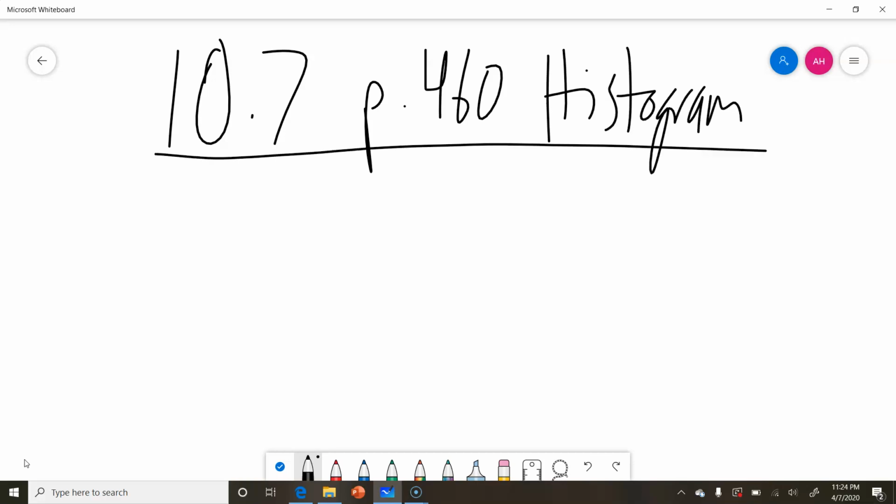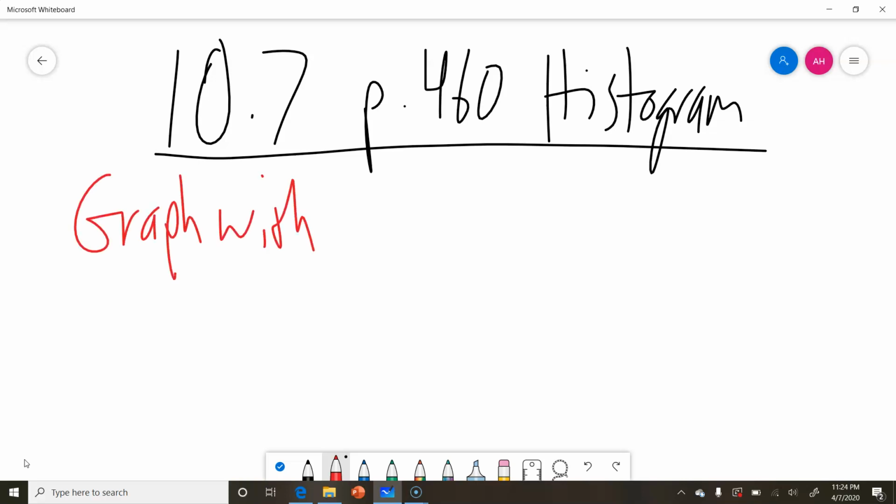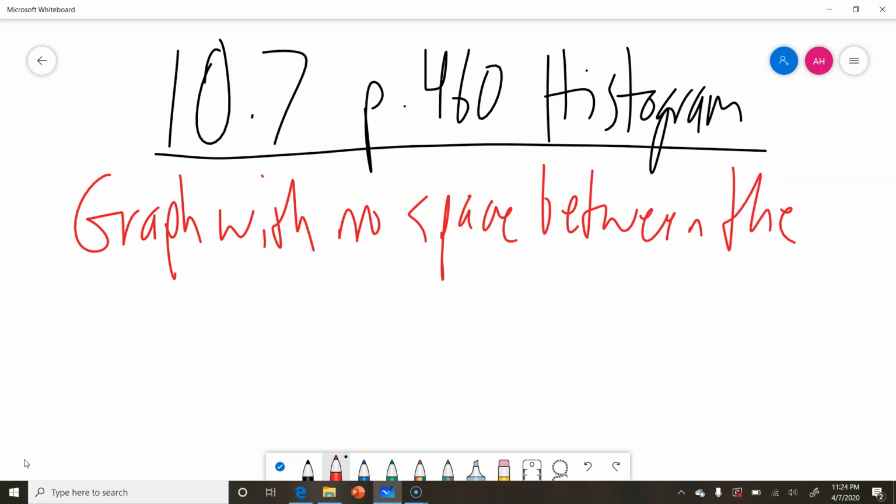Histogram. Now, a histogram is very similar to what we've been doing with the graphs, but it is simply this. It is a graph with no space between the bars. Okay, it is a graph with no space between the bars.